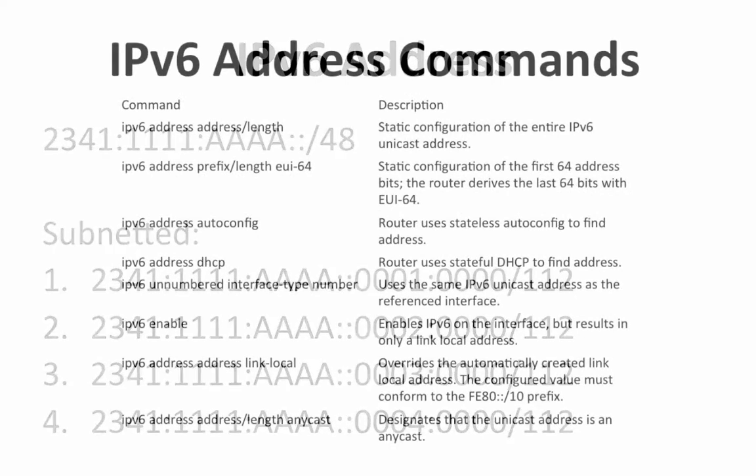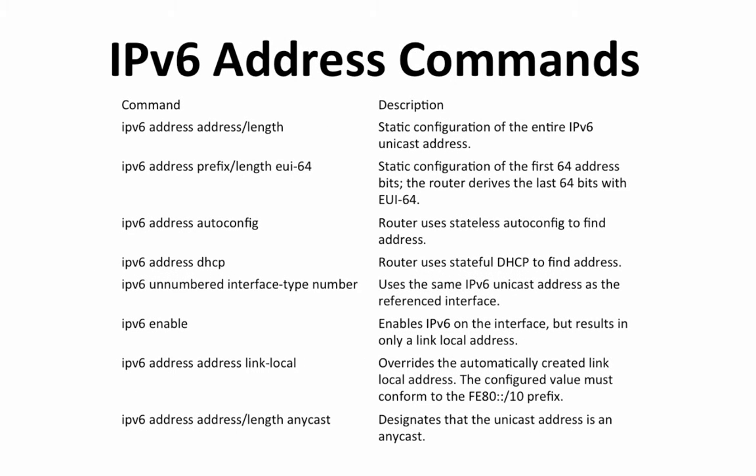Now here are some frequently used commands for IP version 6 addressing and rolling it out. Specifically focus in on IPv6 address and the address length, and that is the static configuration of the IP version 6 unicast address.